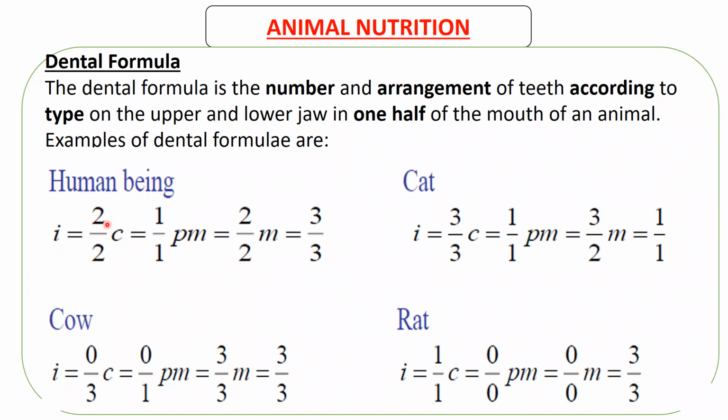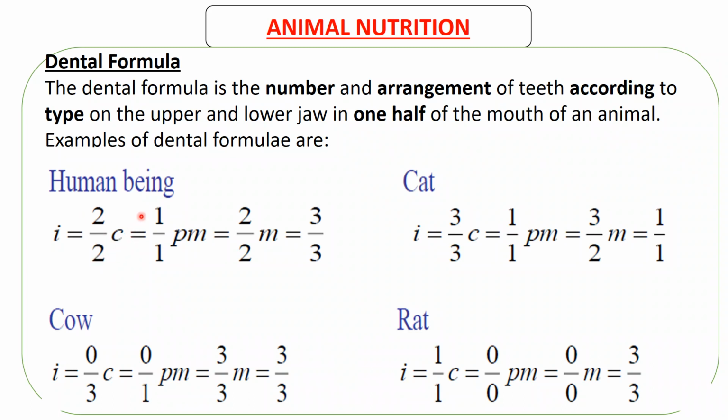So in short, for human beings, they are saying on one half of the jaw, just half of it, like the left, there are 2 incisors on the upper jaw and 2 incisors on the lower jaw.